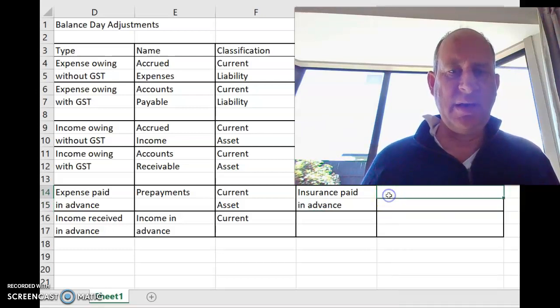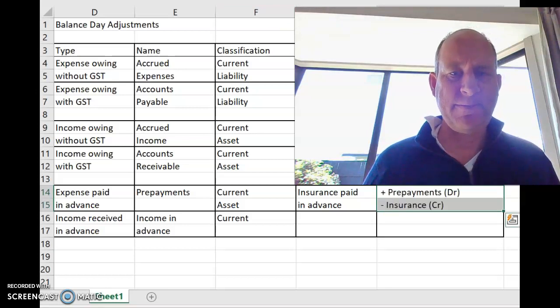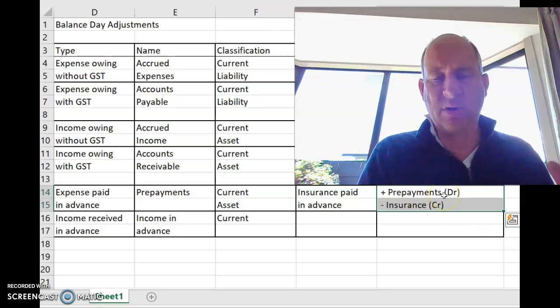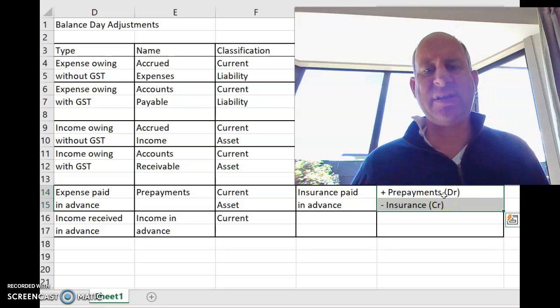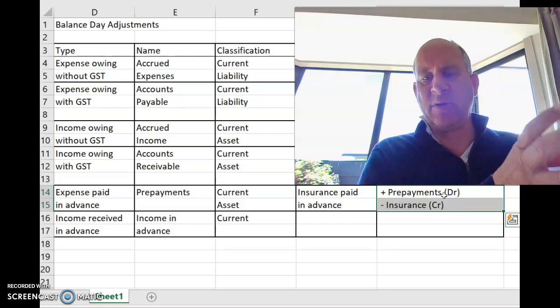And the rule around this is they both happen on the same side. So we're going to debit prepayments on the debit side. The insurance is a credit. It says credit here, but it just means taking it away on the debit side.